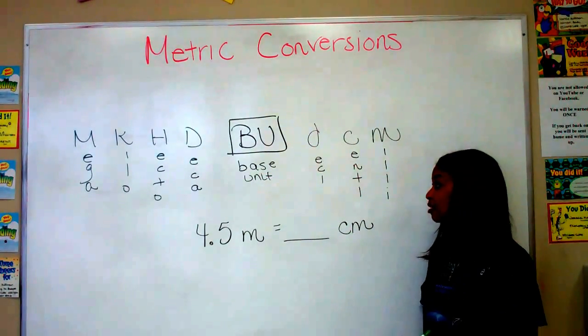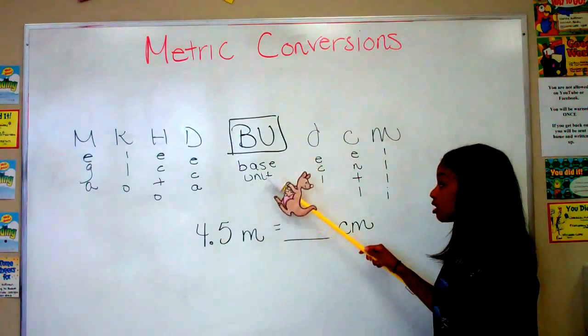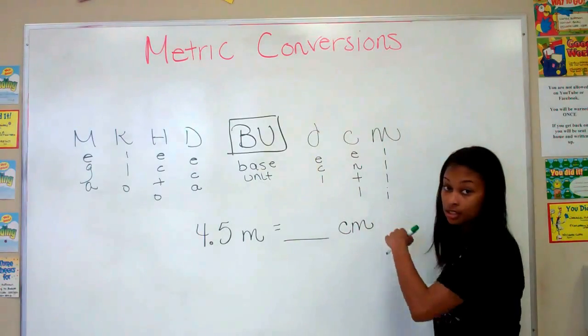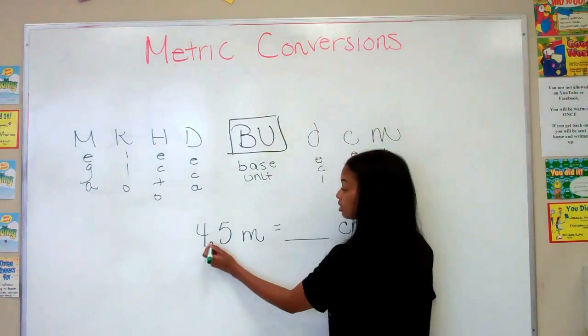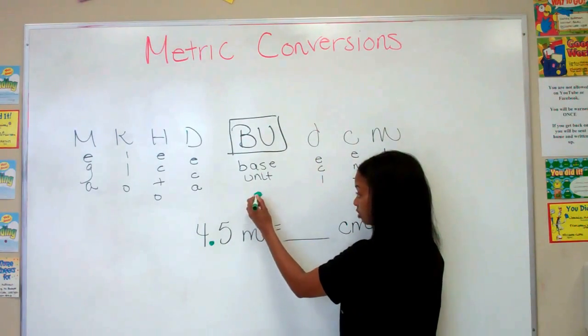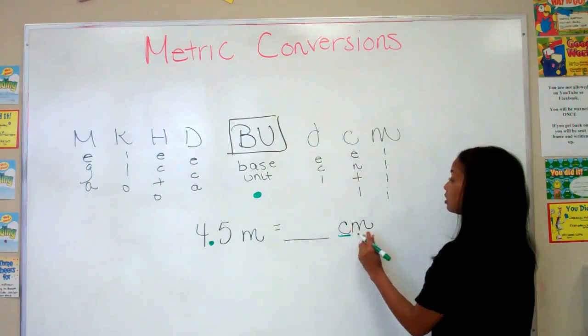Alright guys, for this next problem, when we start with the base unit, we see that we have meters. Well, that's already the base unit. We don't have any hecto or deca or deci, centi, or milli in front of it, so that's where we're going to start. Seeing as our decimal point is in the middle of the two numbers, that's where our decimal point is going to start here. So we're going to go from meters to centimeters.